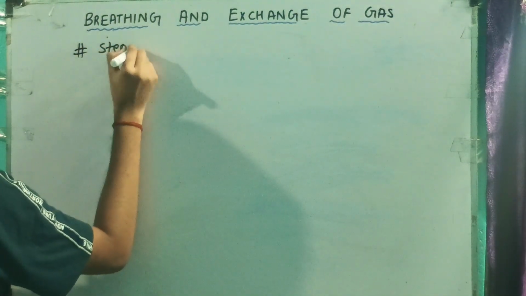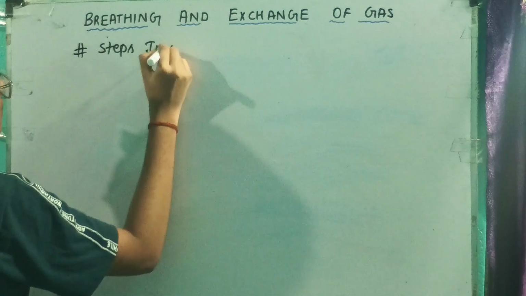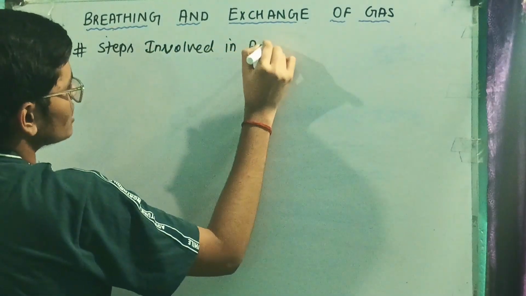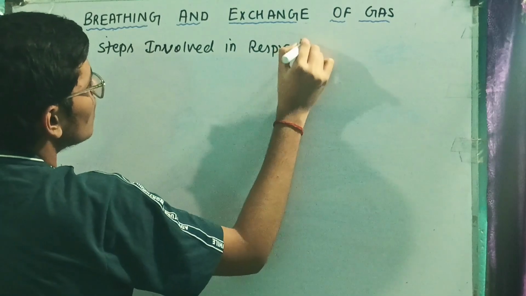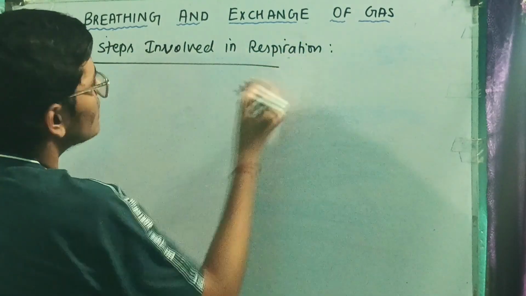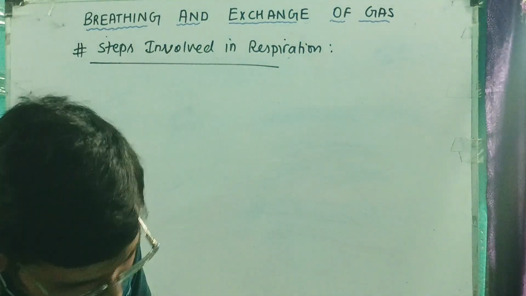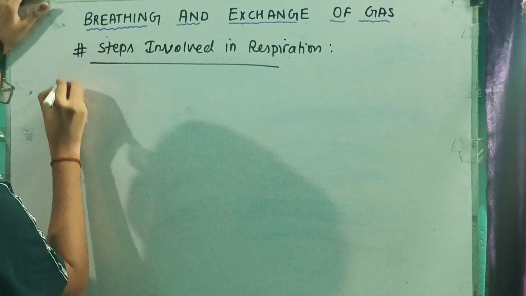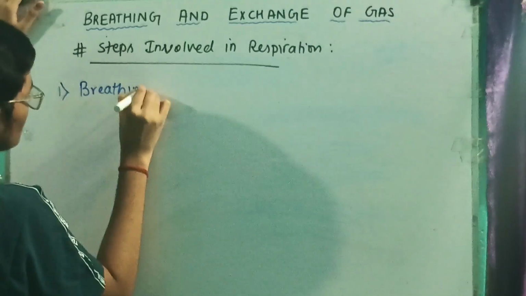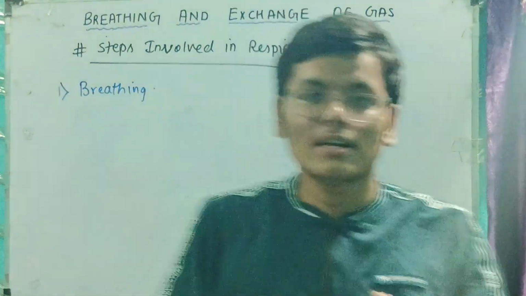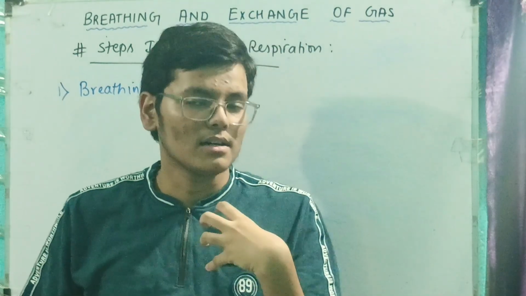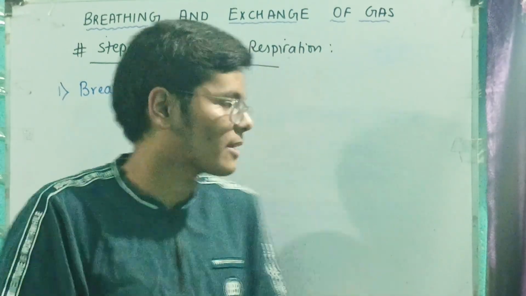Steps involved in respiration. There are totally 5 steps in respiration as per our curriculum. The first one is breathing. Breathing is the first step in the whole process of respiration, wherein we take in the air and then give out the air.